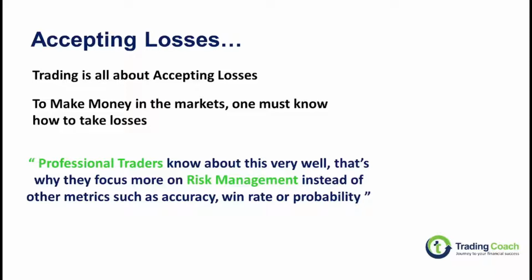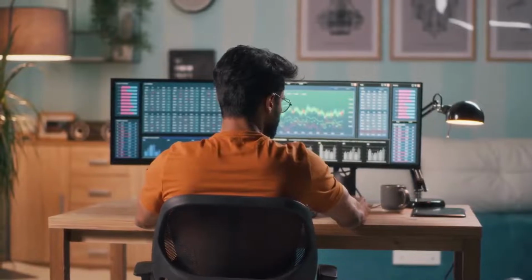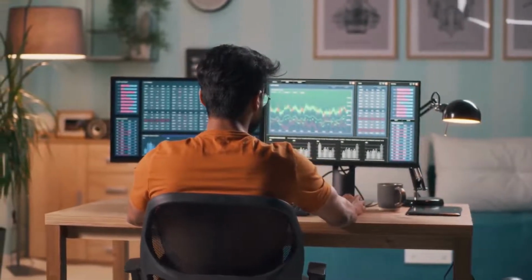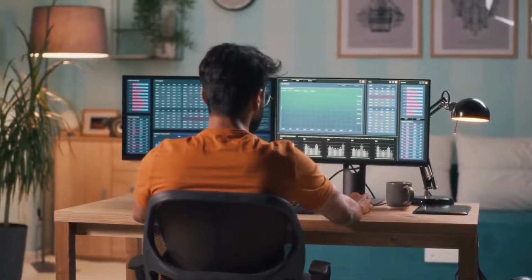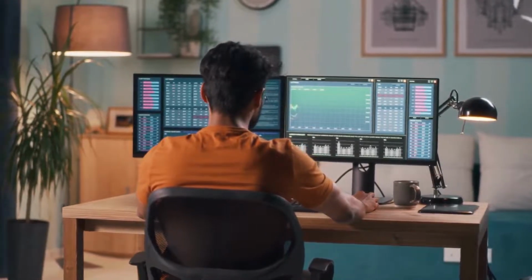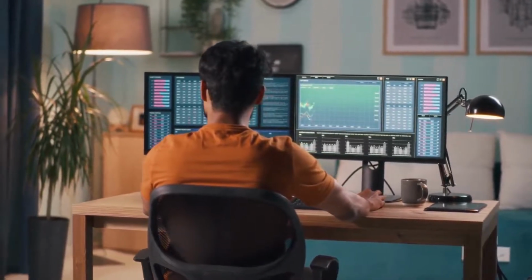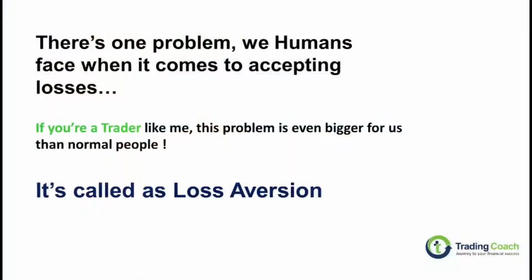Professional traders know this very well. That's the reason why they focus more on risk management. Instead of focusing on other metrics such as accuracy, win rate or probability, they focus on one important thing, that is risk management. When we say accepting losses, it's a very simple thing to say, but it's a very hard thing to do in practical trading, right? If you're a real trader, you understand what I'm trying to say.